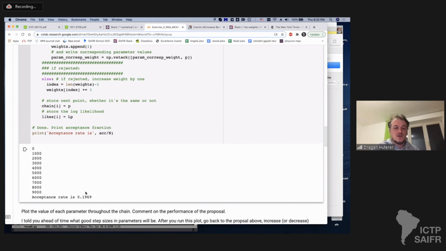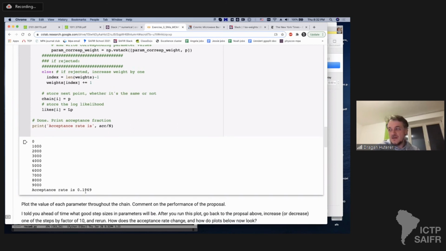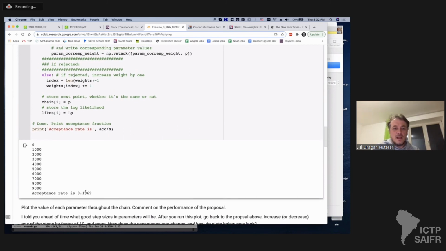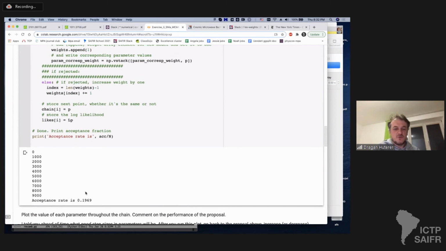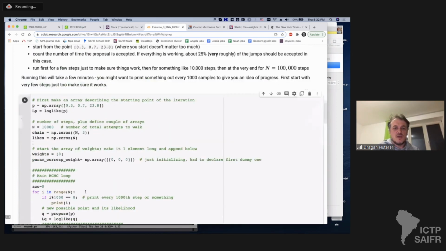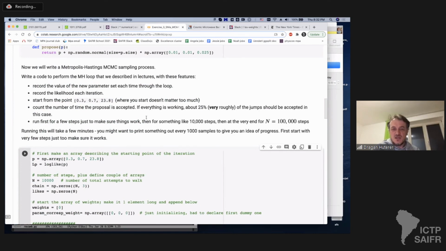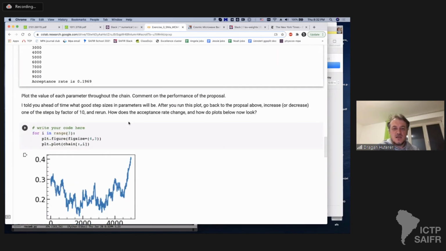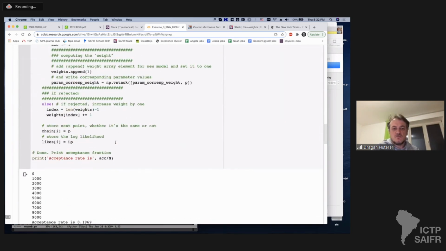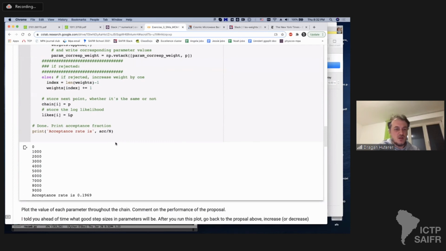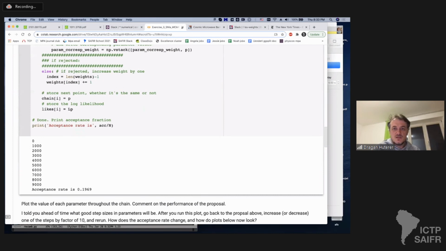So here, the acceptance rate is 0.19. Somebody mentioned in the chat it should be 0.25-ish. That's right. If the acceptance rate is 3%, it's a problem. If the acceptance rate is 80%, it's a problem. It should be something like 20, 30%. This is great. Of course that worked because I fine-tuned things.